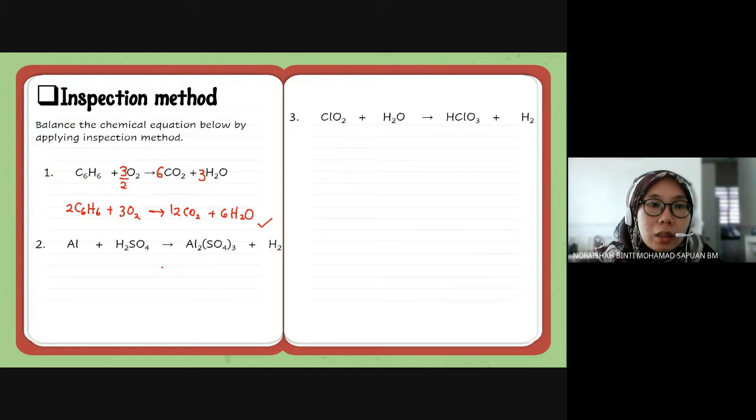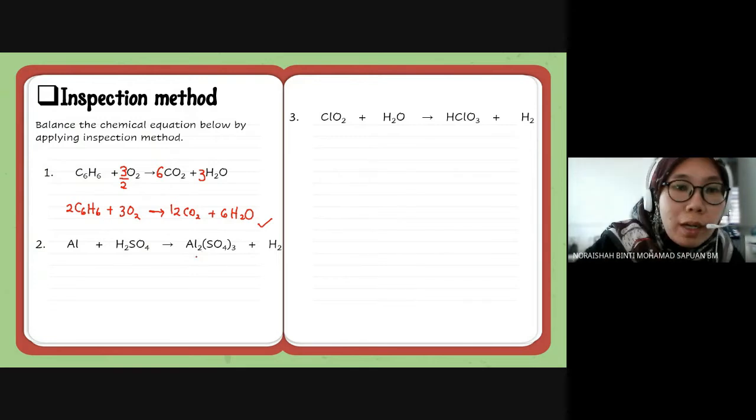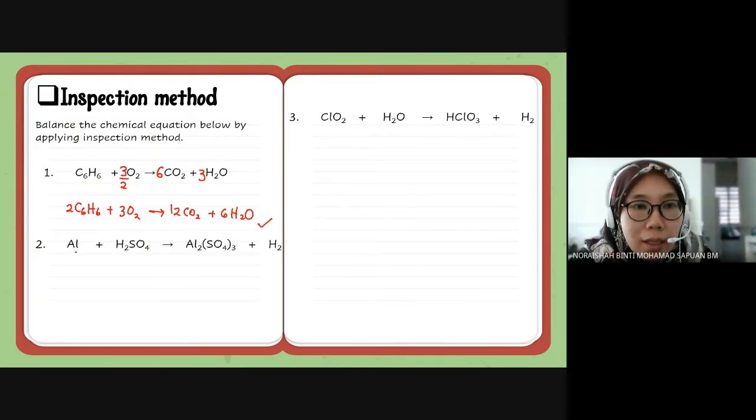So betul lah. Okay. So example number 2, we have aluminium plus sulfuric acid. So dapat aluminium sulfate plus hydrogen. So kita balancekan aluminium dulu. Sebelah kanan ada 2, sebelah kiri ada 1. So kita akan balancekan dengan letak 2 aluminium. And then kita akan balancekan sulfur. Sulfur sebelah kiri, reactant ni ada 1. Di sebelah kanan ada 3. Okay, sulfur ada 3. So sini ada 1, kita akan letak sini 3 untuk balancekan bilangan sulfur dahulu.